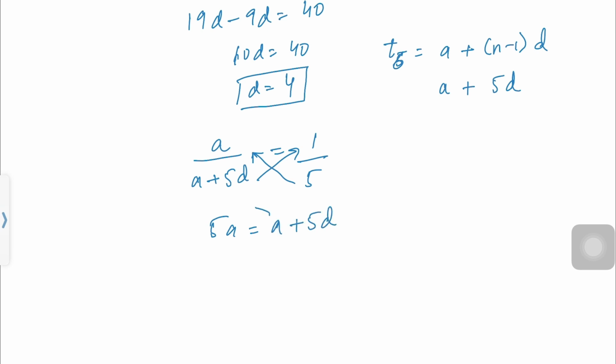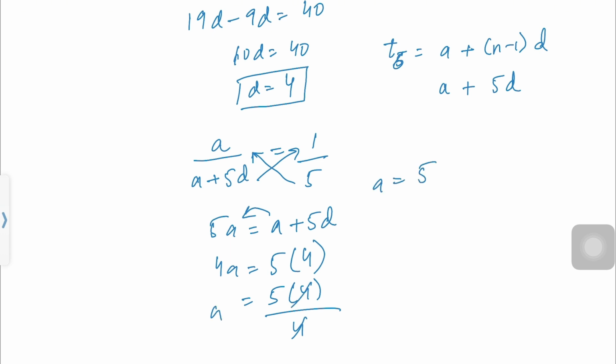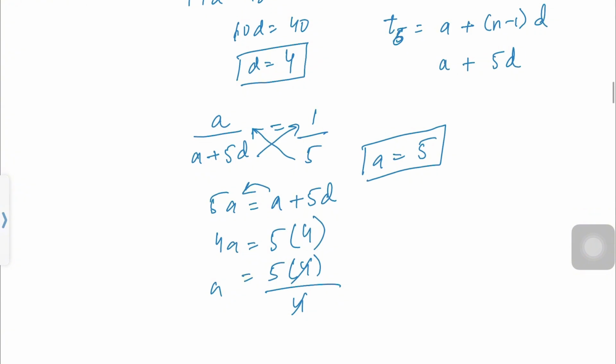We have our D, we'll be subtracting A here. So 4A would be 5 into D is 4. So that would be 5 into 4 over 4. That would be A is equals to 5. So we have our A as well.